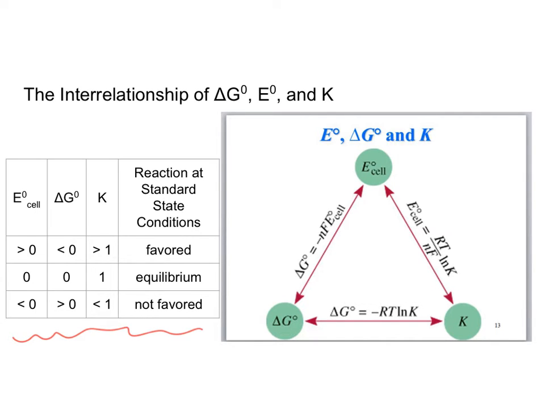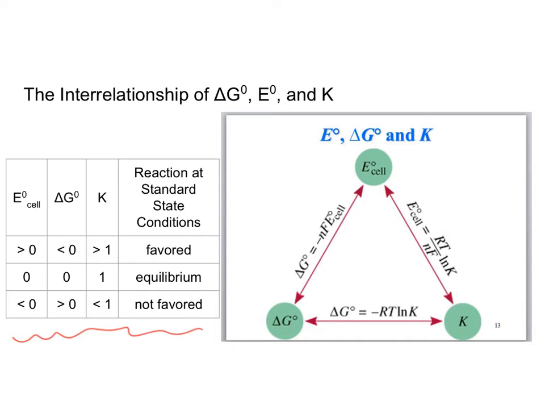Now, we determined that the cell potential that we calculated was positive, right? So that means it's greater than 0, which meant that K, when you calculate it out, also ended up being greater than 0. That's an important distinction, and that tells us that this reaction is thermodynamically favored at standard state conditions.